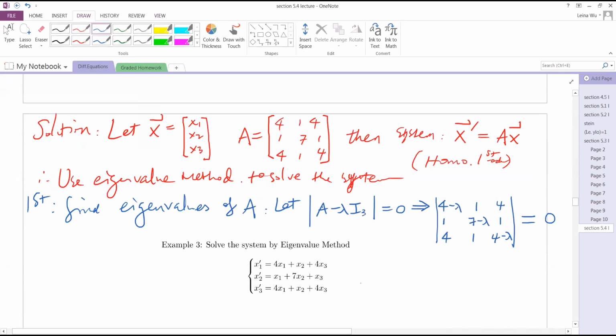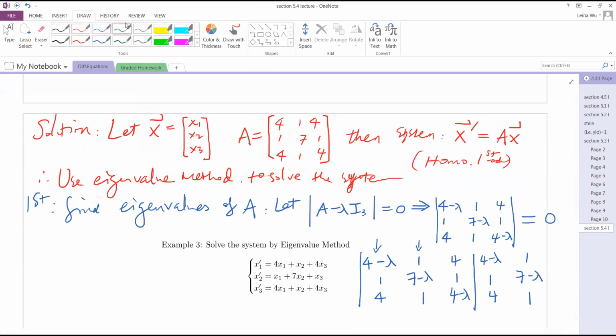Let me just do the difficult one here, which is the arrow method. So I'm going to do 4 minus lambda, 1, 4, 1, 7 minus lambda, 1, because not everyone has taken linear algebra. So 4, 1, 4 minus lambda. And I'm going to copy the first column and second column here, right? So 4 minus lambda, 1, 4, 1, 7 minus lambda, 1. Did I copy everything correct? Yeah.